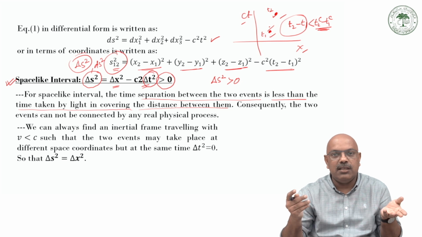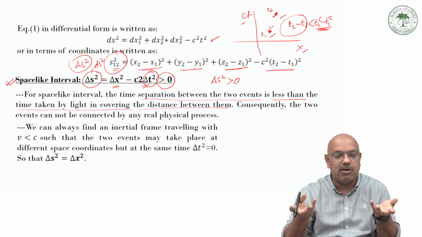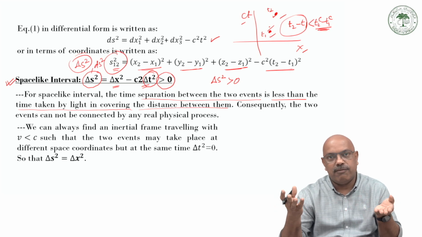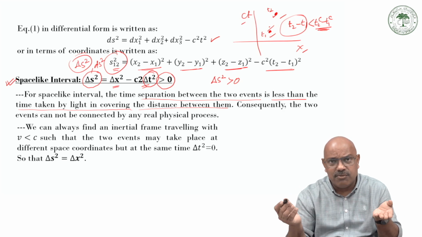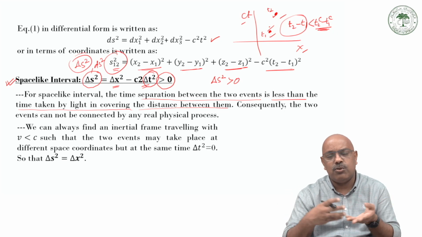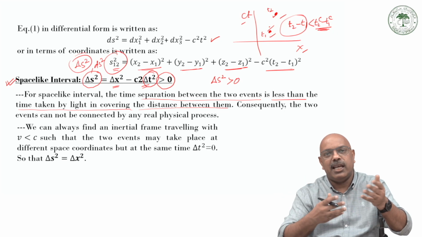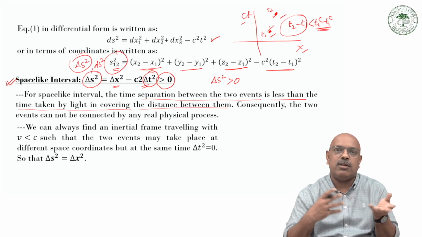So consequently, these two events cannot be connected by any real physical process, because you know that nothing can move faster than the speed of light. If it is taking less time than the light, then the two events are happening with a velocity more than the velocity of light, so they cannot be connected. That cannot be causally connected.